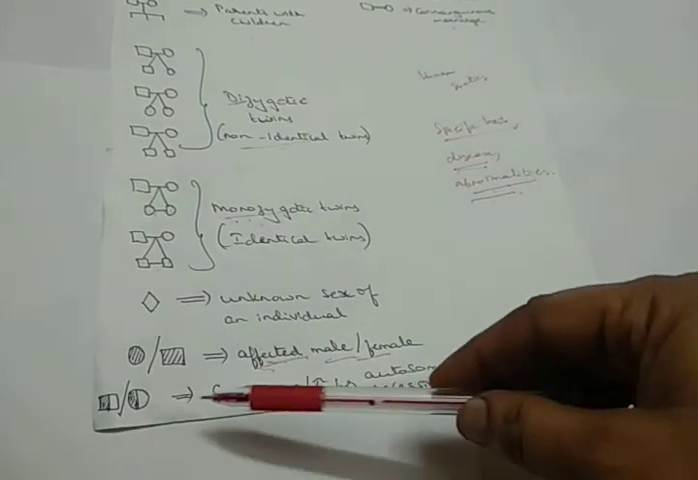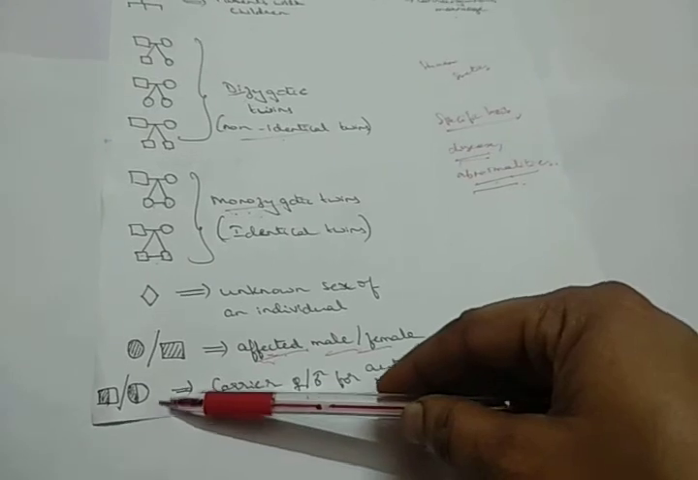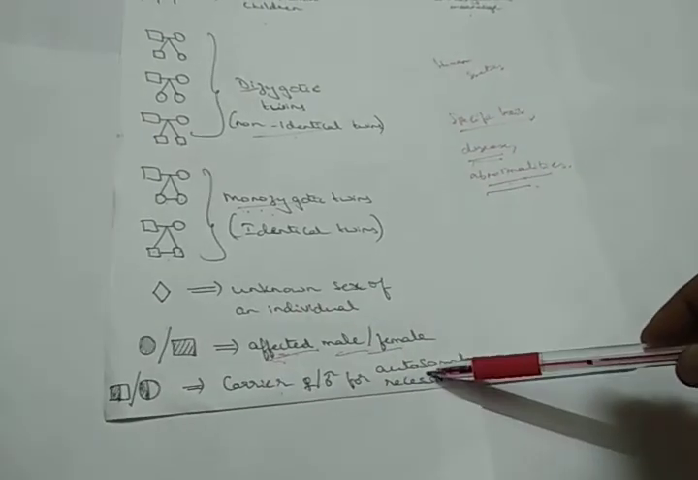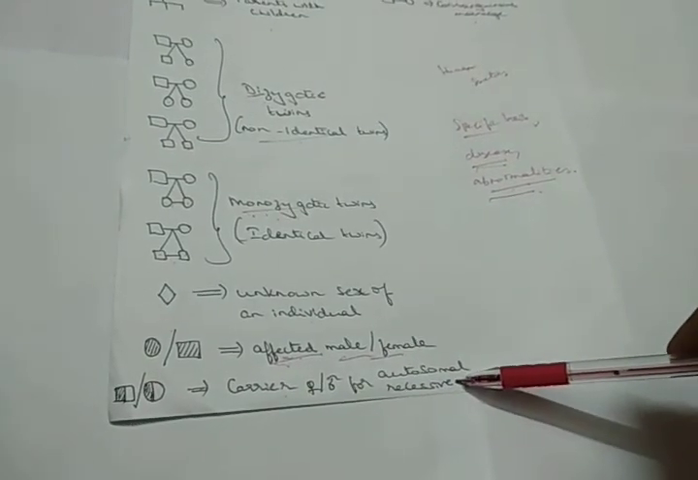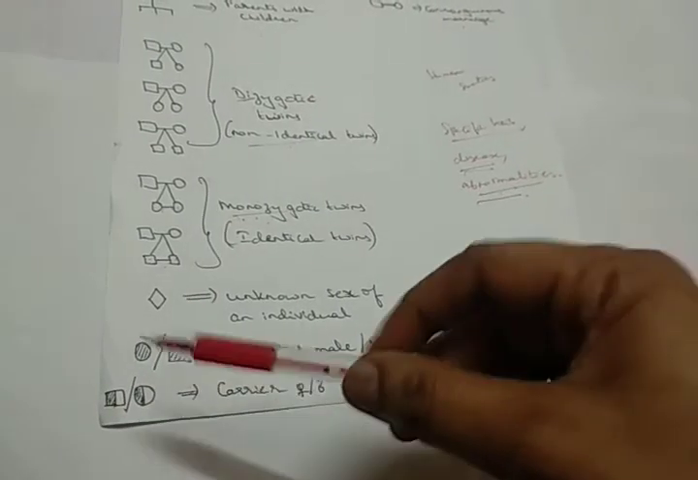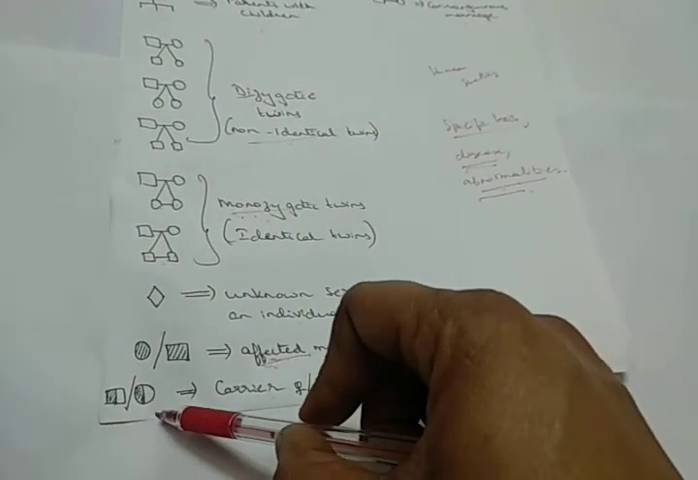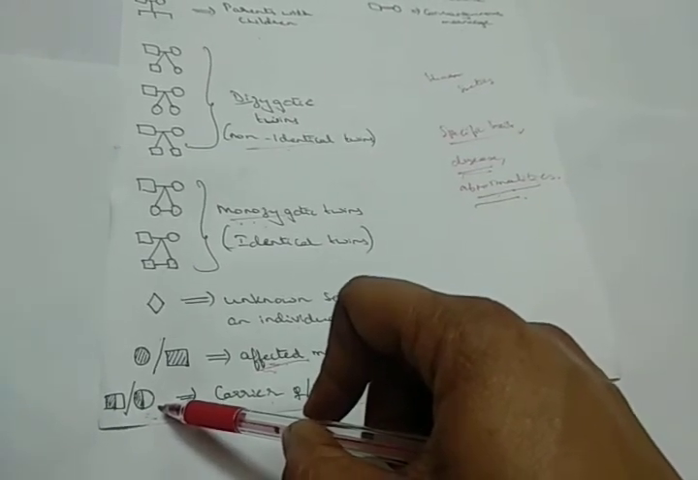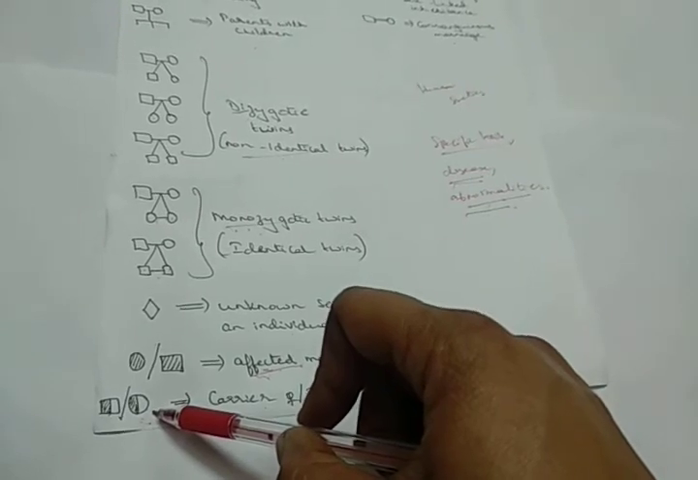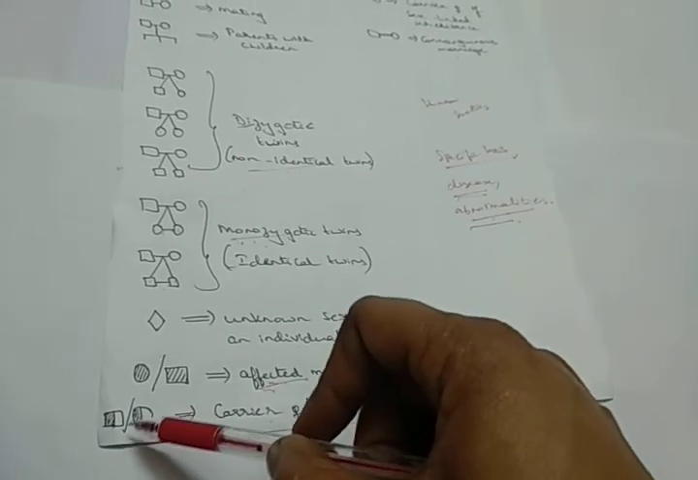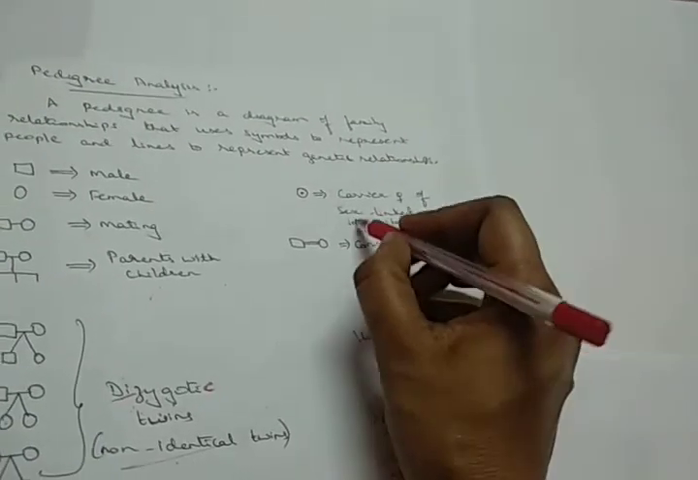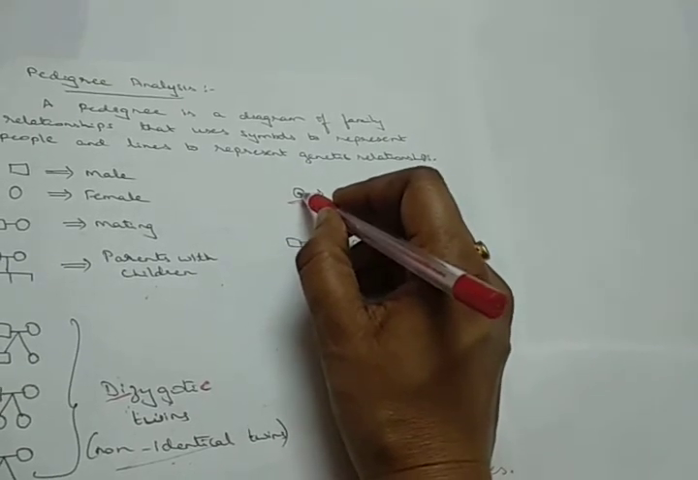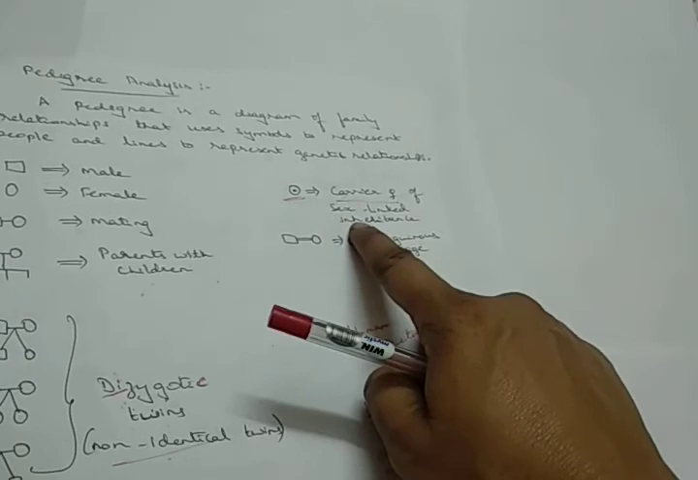Then coming to the half-filled circles or squares, the half-filled circles or squares, you call it a carrier. Usually this is represented in an autosomal recessive nature. But this same symbol is also used in allosomal symbols, where you give the example of a carrier female in the case of sex-linked inheritance. In sex-linked inheritance, this is the symbol for females, and with a dot you represent the carrier female.